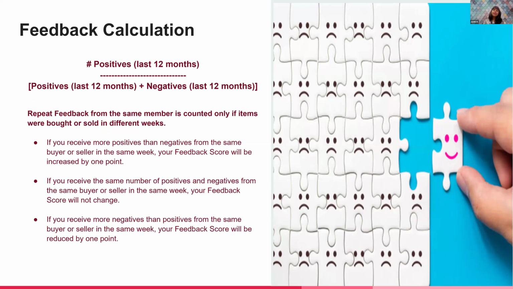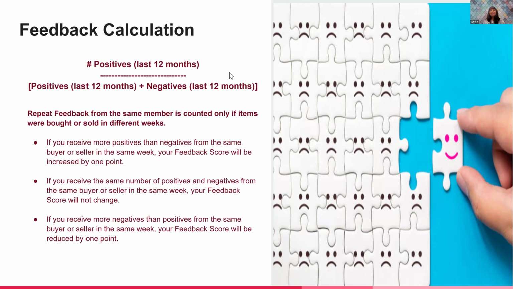The next thing about eBay is one buyer can do multiple transactions with the same seller on multiple occasions and can leave feedback for those multiple transactions. However, that feedback, which eBay calls repeat feedback, would be taken into consideration only if the item was bought or sold in different weeks.